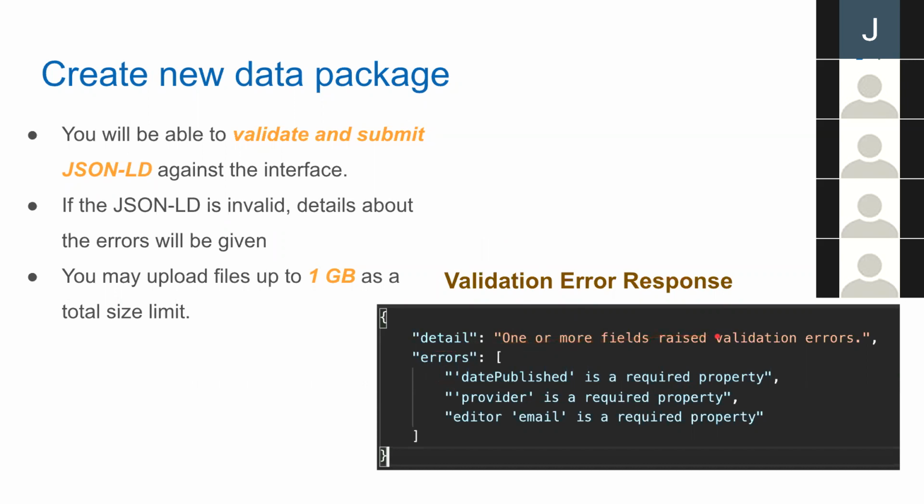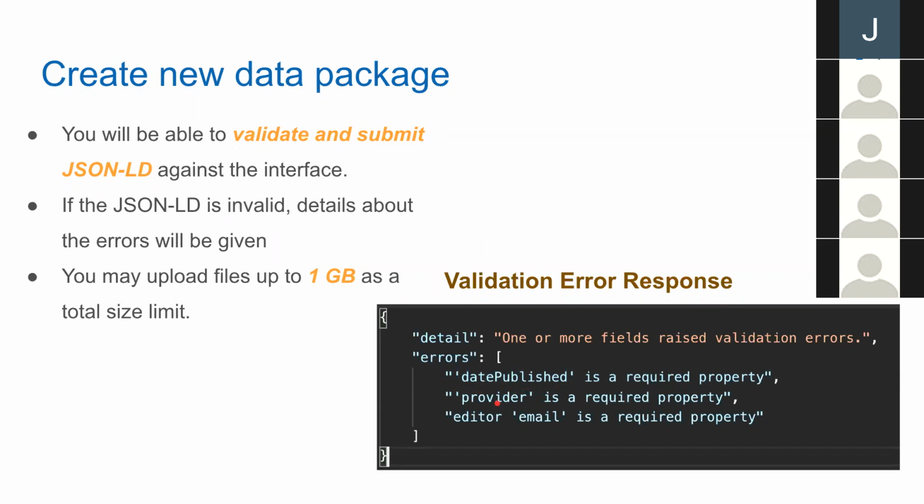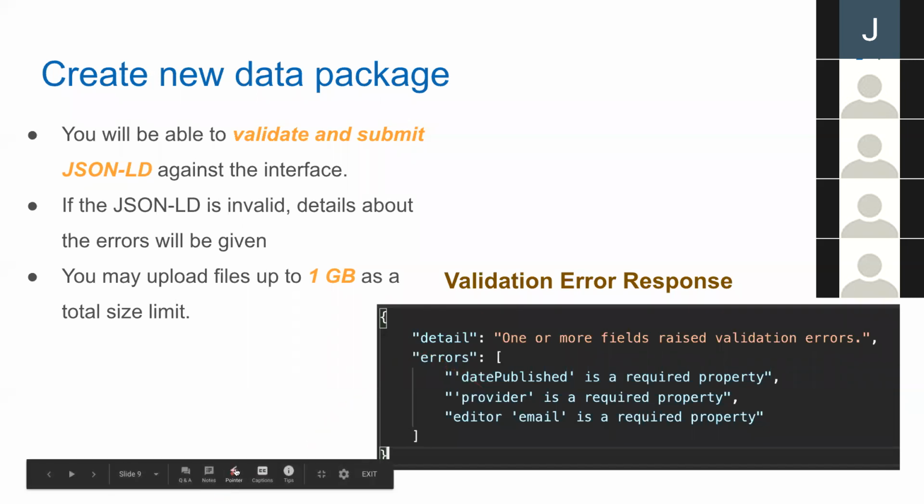It's telling you that we have one or more fields that have raised validation errors. So in this case, we have date published as a required property, provider and editor email as a required property. For me, of course, I've built this, so I know exactly what that means. But through looking at the Open API schema, as mentioned in the previous slide, you are able to figure out what does date published really mean? What does a provider need to entail? And hopefully fix these errors to make submission a breeze. Again, 1 GB file size limit.